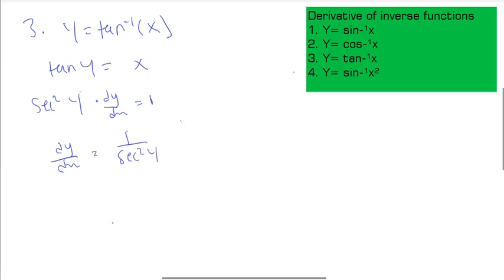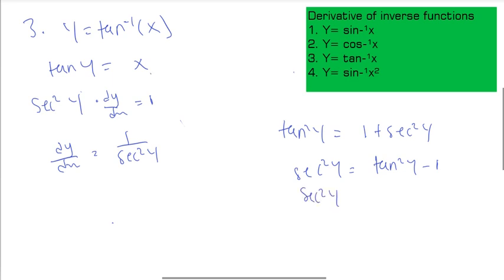Now, according to trig functions, we have tan square y is equal to 1 plus sec square y. So that means sec square y is equal to tan square y minus 1, right? And tan y is equal to x, so that means we have sec square y is equal to x squared minus 1. So we're just going to say dy dx equals 1 over x squared minus 1. Very simple.